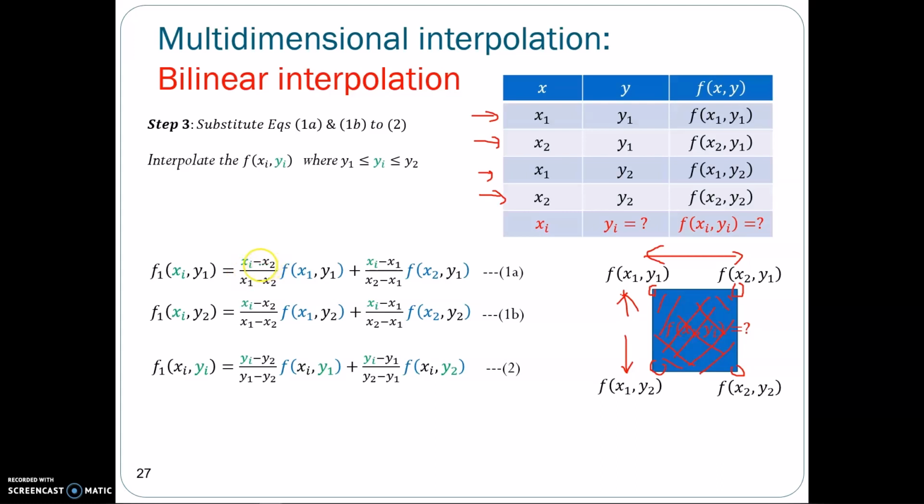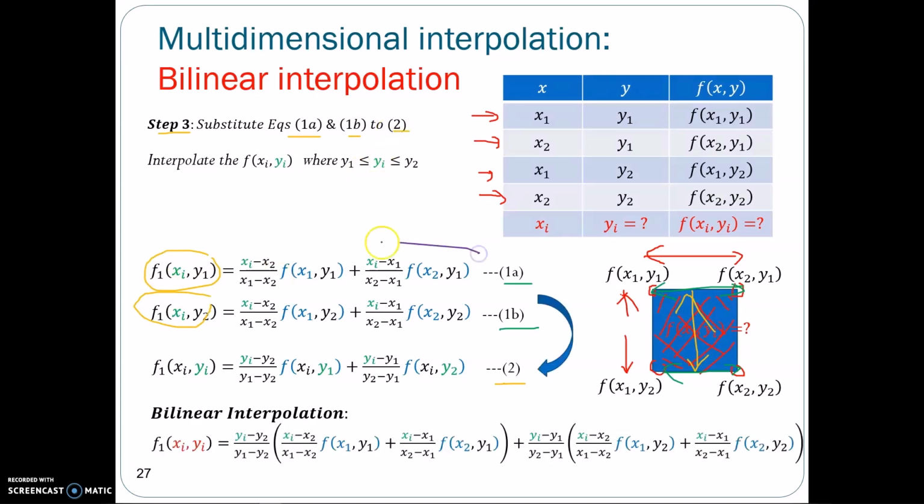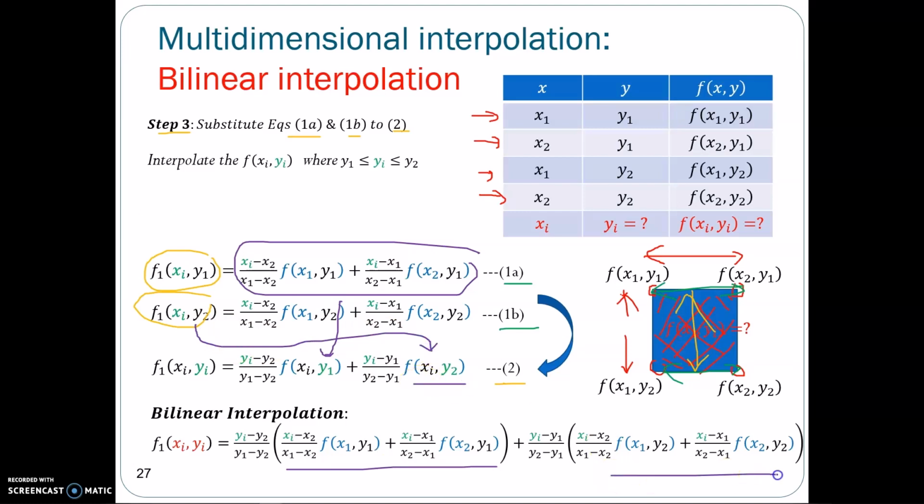Previously, you performed 2 linear interpolation in the x direction here to obtain the equation 1a and 1b. Then you perform linear interpolation in the y direction here to find the equation 2. In the step 3, you need to substitute the equation 1a and 1b, which is these 2, into the equation 2. After you substitute the equation 1a into the equation 2 here, you obtain this component, and then substitute the equation 1b into the component here, you obtain this component.